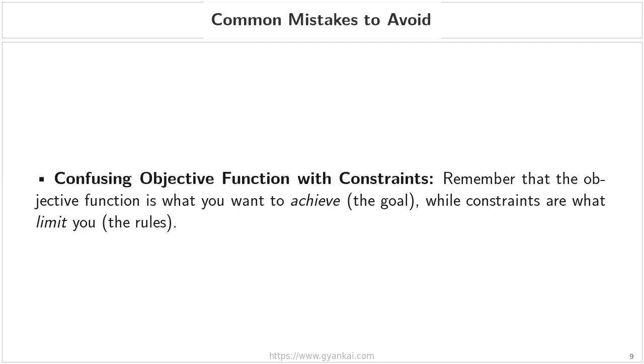First, be very careful not to confuse your objective function with your constraints. It sounds simple, but it's easy to mix them up when you're reading a long word problem. Just remember this distinction. The objective function is your ultimate goal. It is what you are trying to achieve, whether that is maximizing profit or minimizing cost. On the other hand, the constraints are the rules or the boundaries that limit you, such as your limited supply of raw materials or time.